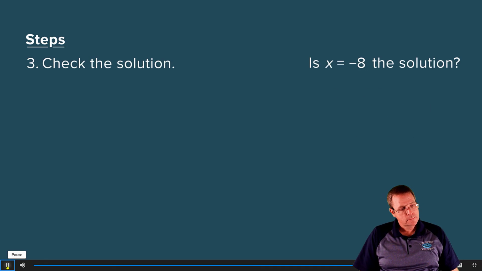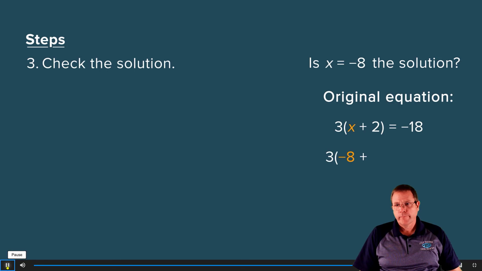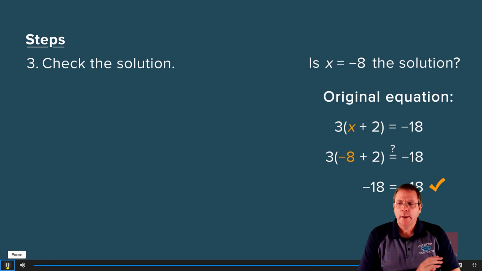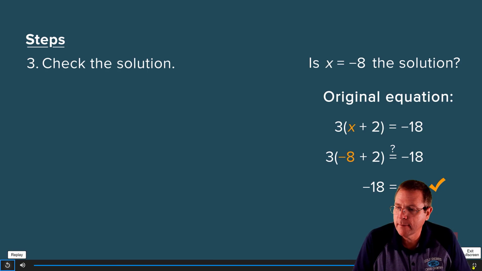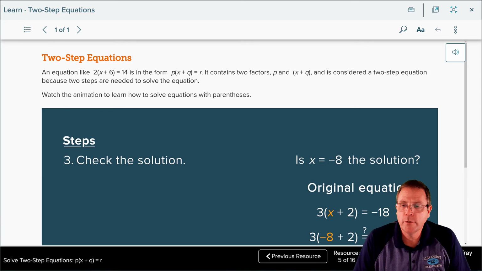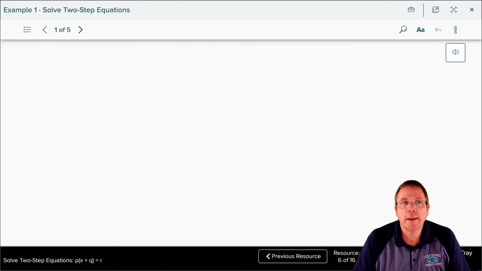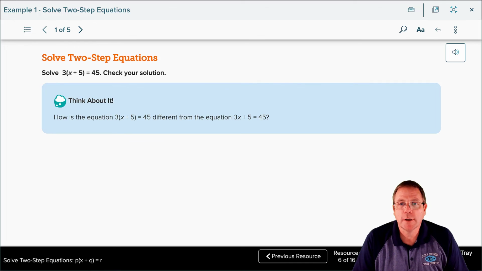To check the solution, start with the original equation. Replace the variable with the solution. Then simplify to check whether the sentence is true. If so, the solution is correct. And there you have it. Two different ways to skin the same cat. One of them involving the distributive property, the other one involving isolating the variable first through division and then doing your addition or subtraction after that.